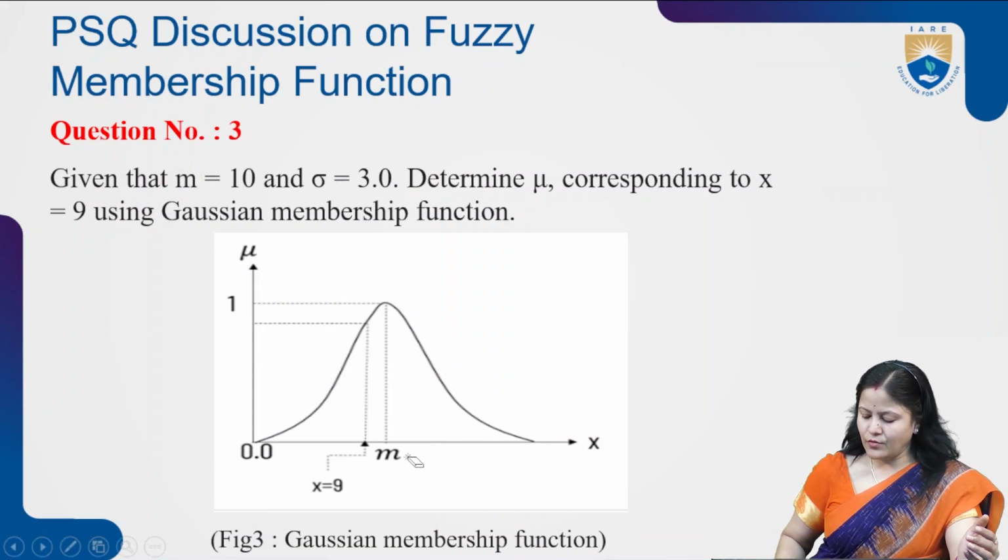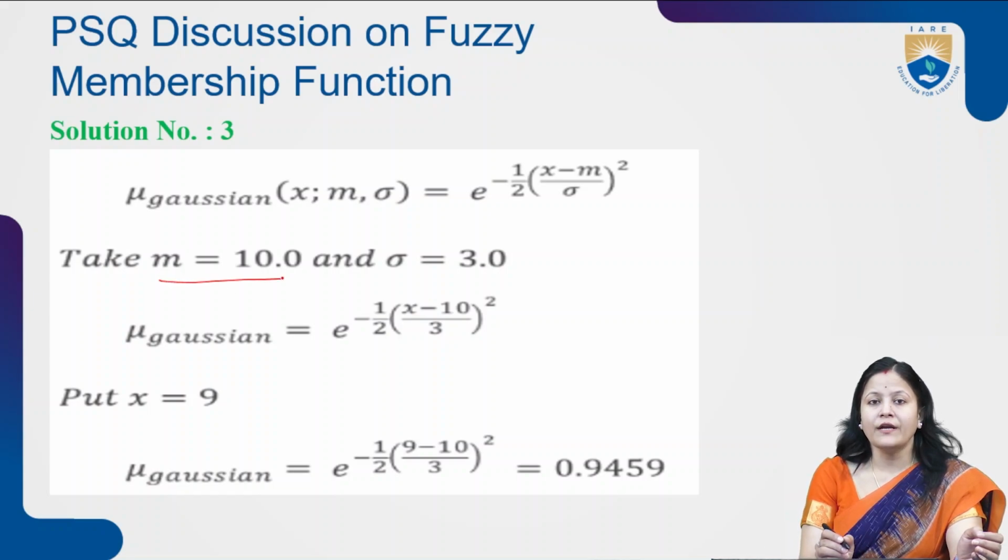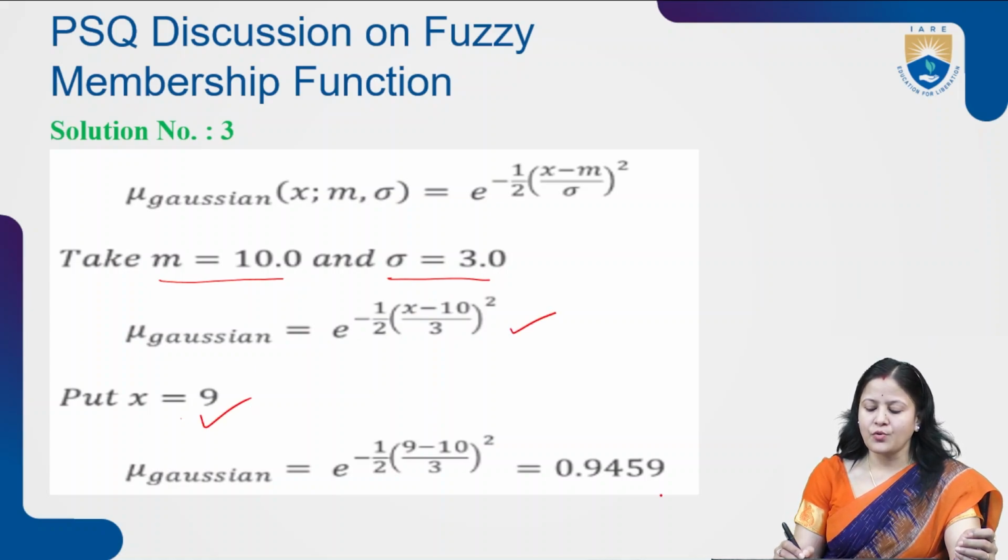Now I'll show you the formula here. Mu of Gaussian (x comma m comma sigma) is equal to e to the power minus half (x minus m divided by sigma) whole squared. Now take the value of m, which is already given in our question as 10.0, sigma is given as 3.0, and insert the value of x as 9. Now you can get the answer.